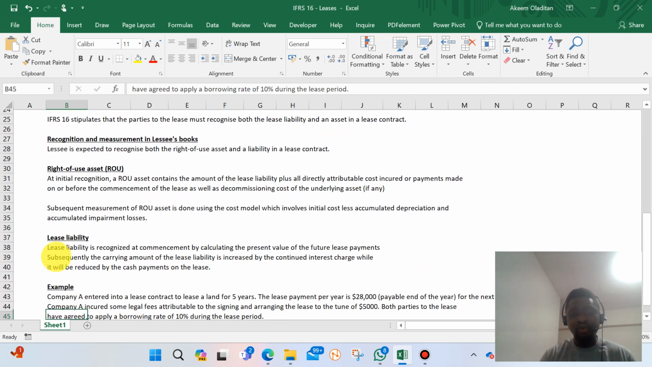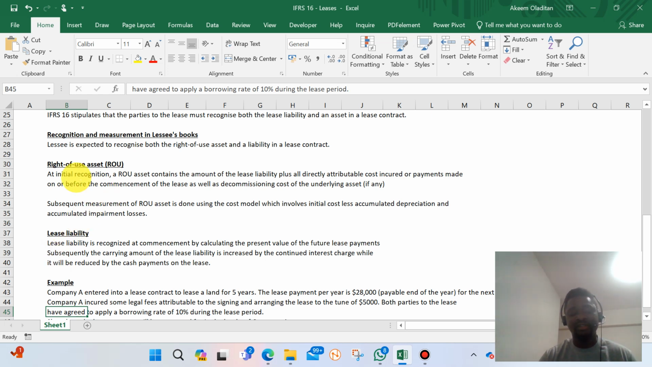There are two components we'll be talking about: right of use assets and lease liability. The standard says that at initial recognition, a right of use asset, I use ROU here, contains the amount of the lease liability that must have been recognized at the inception of the lease, plus all directly attributable costs or payments made on or before the commencement of the lease. If a payment is made after the lease contract has been signed, that will not be part of the right of use asset.